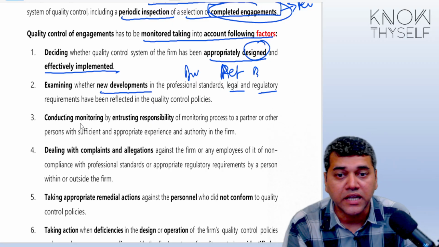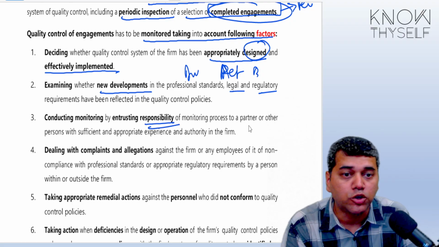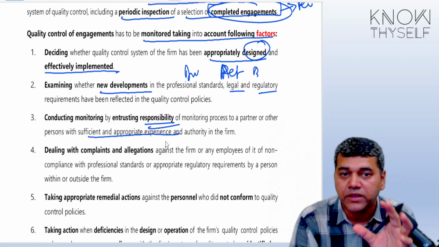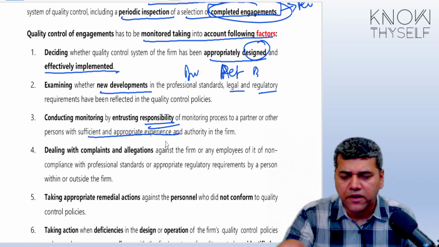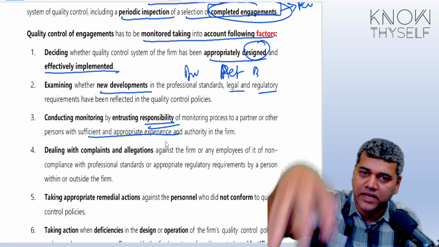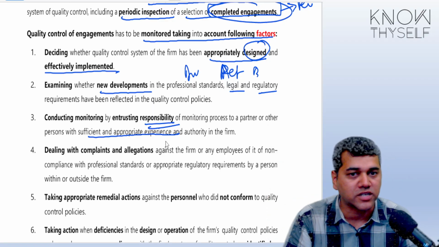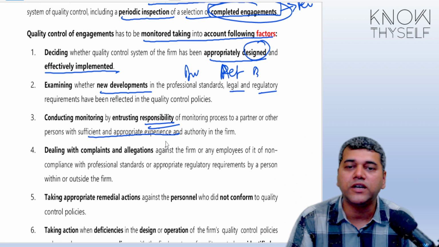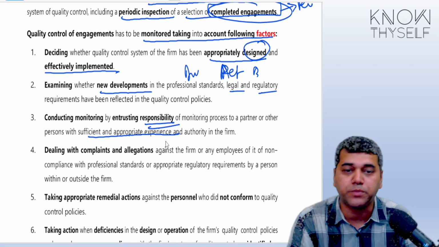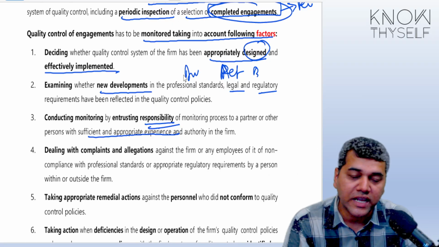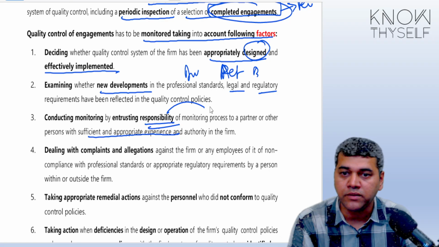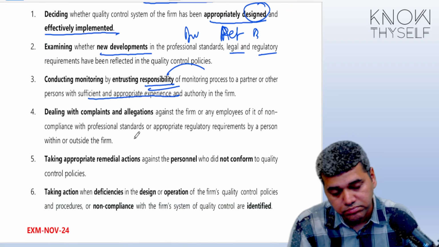Then conducting, entrusting the responsibility to a partner with the sufficient appropriate expertise. You see, when a patient is in the hospital, every patient will be assigned to someone. Some main nurse will be there, and under that another. There is a hierarchy of organization structure, and they will be responsible to one doctor. The one doctor will be monitoring them. We know exactly which doctor is going to see which patient. So monitoring has to happen. So this responsibility has to be entrusted to some of the partners.